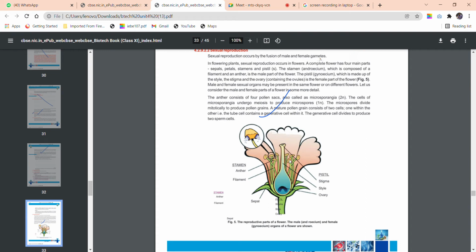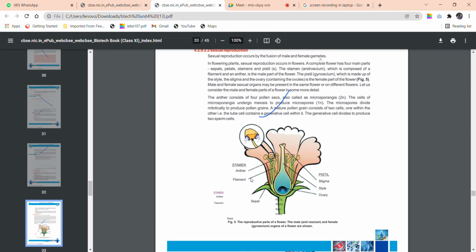Okay, so the essential part is generally the pistil. You know this diagram. The essential part is the pistil. Inside the pistil you find a stigma, a style and an ovary. In the stamen you will find the anther and filaments.